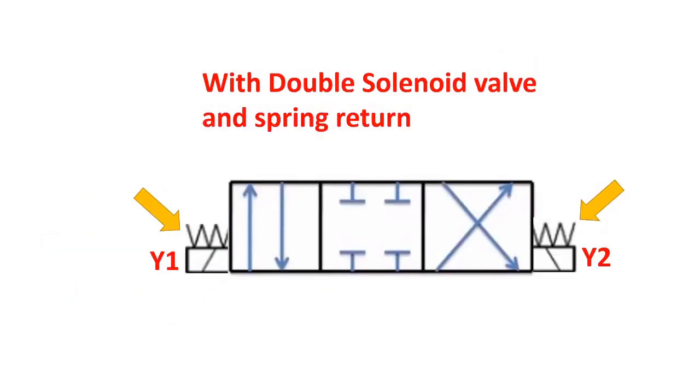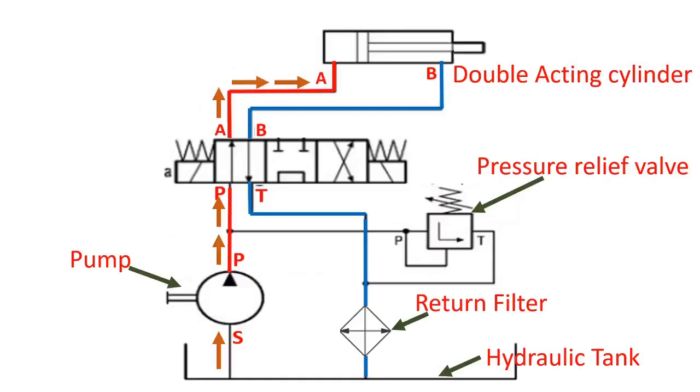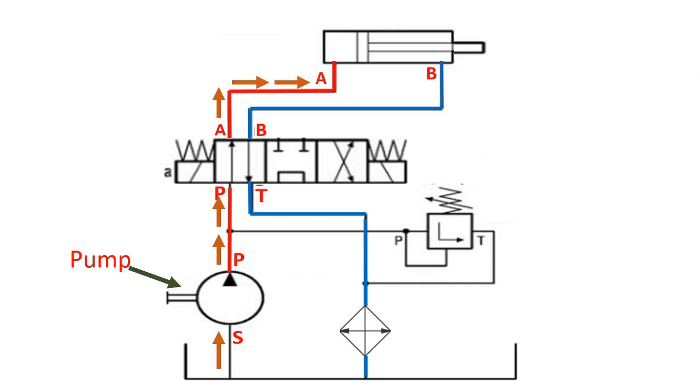And the last one is the symbol of solenoid valves with return spring. Here we have 3 positions in this hydraulic diagram: piston cylinder extending, piston cylinder retracting, and piston in neutral or not moving. Let's start with piston extending.